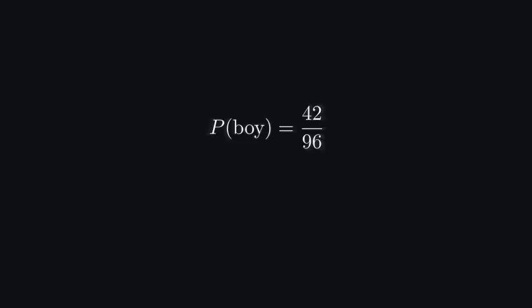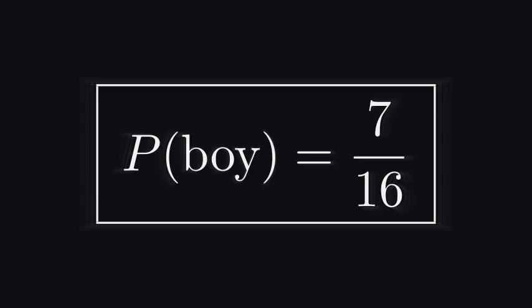Probability of boy equals 42 over 96. So this simplifies to 7 over 16. Therefore, the probability that the prefect will be a boy is 7 over 16.